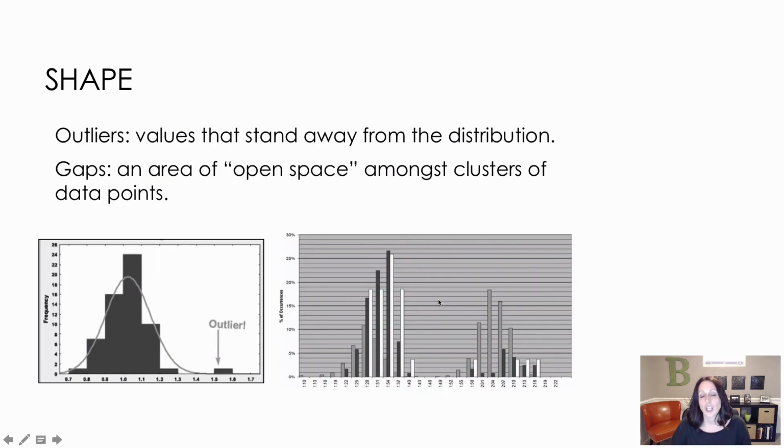And then any unusual characteristics would be outliers or gaps. So an outlier would be something that doesn't really fit with the rest of the data. Just because there's a gap doesn't mean there's an outlier, so be careful. We will talk about some statistical ways to show something as an outlier. An open space would be a value like this. So here I've got a little distribution here and a little distribution here. So it would be interesting to know what this is a distribution of, so that we can see why there would be a gap in between.